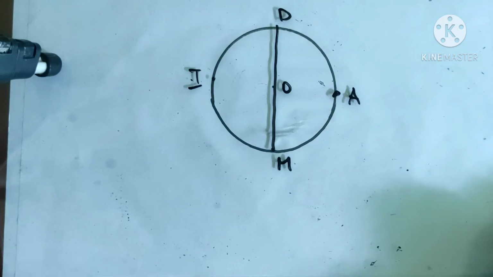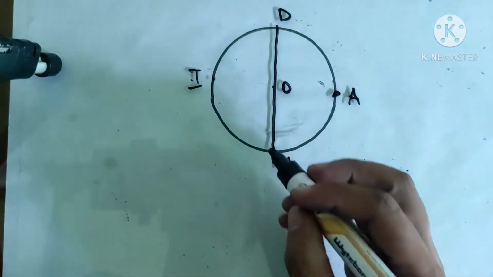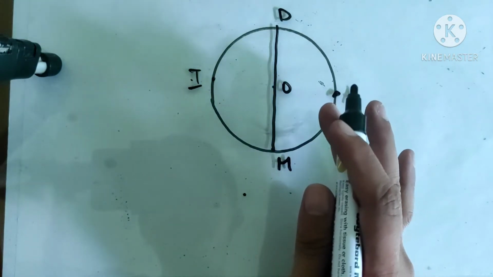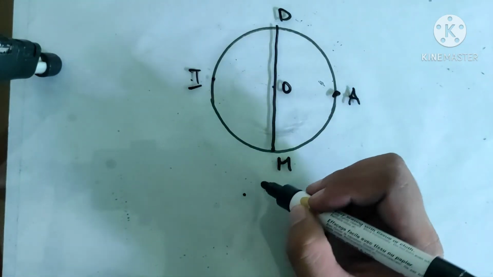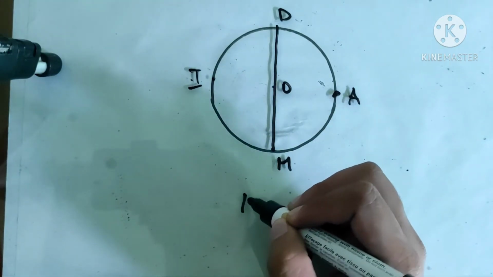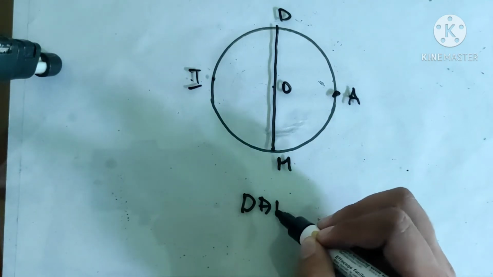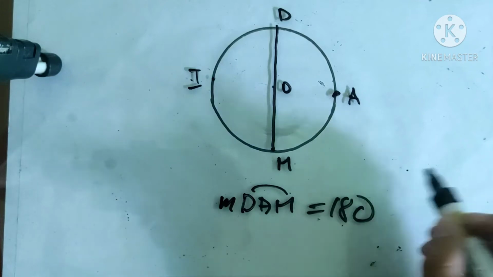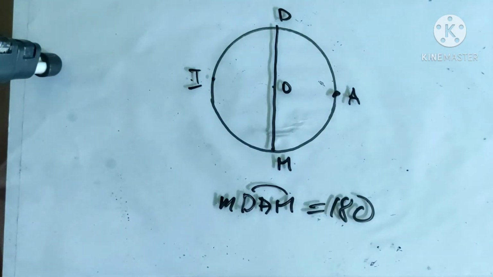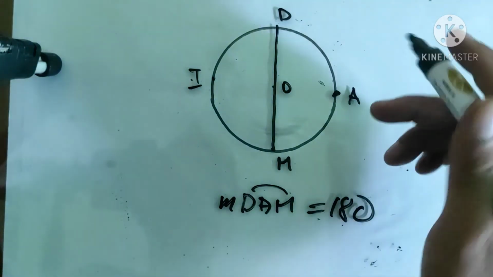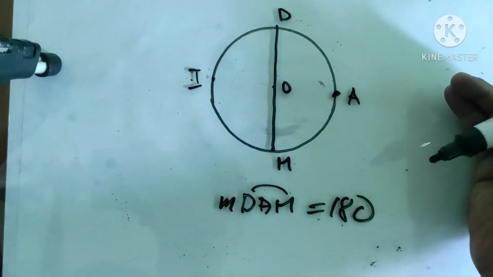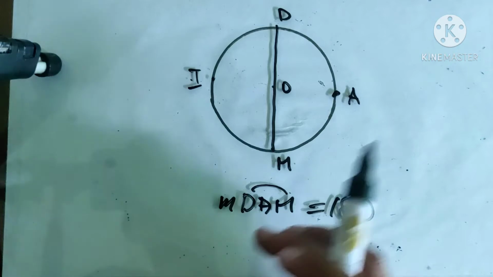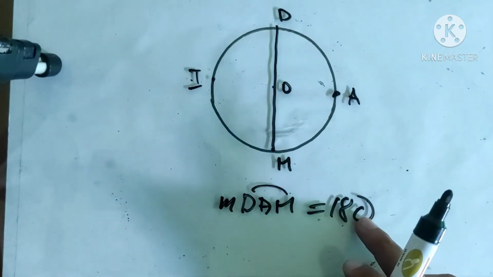So, lahat ng degree measure ng ating arc sa semicircle is equal to 180. So, si DAM, measure of your DAM is equal to 180. Constant yan. Kung anong measurement ng iyong semicircle is constant, 180. Okay?